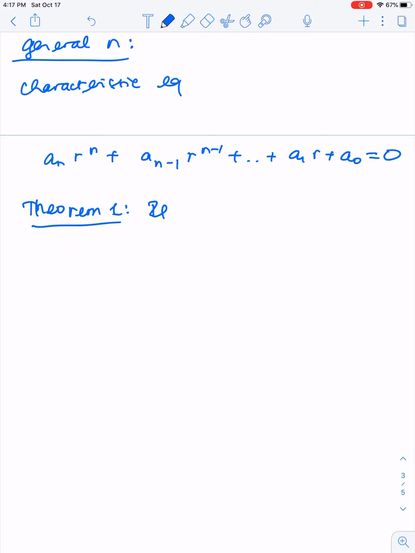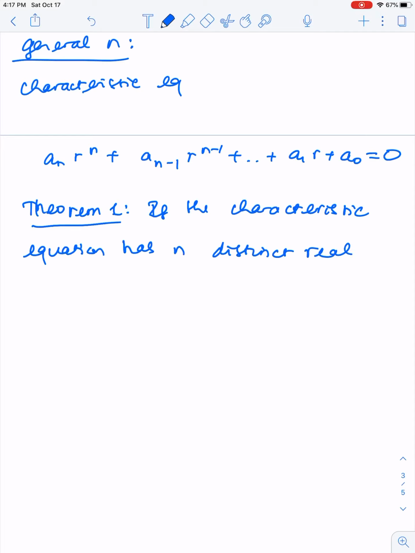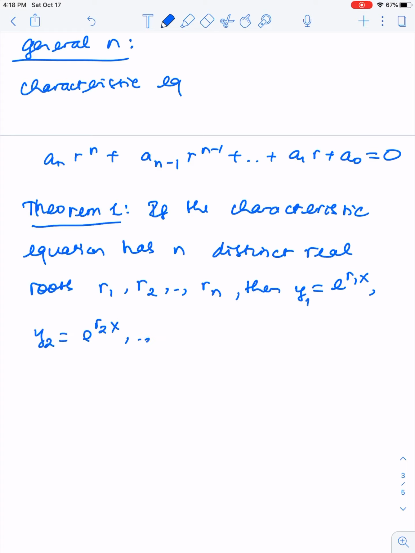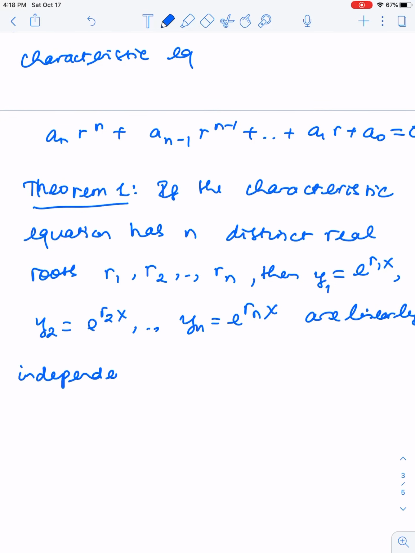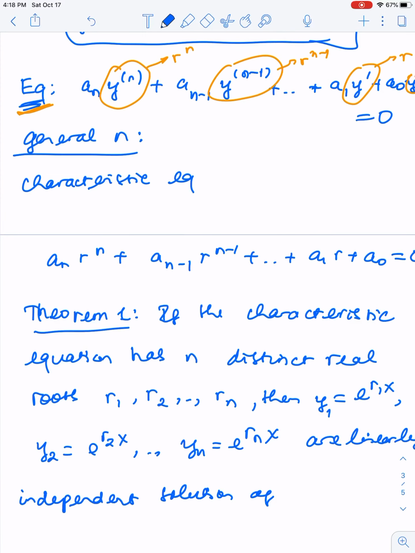If the characteristic equation has n distinct real roots r1, r2, up to rn, then the functions y1 equals e to the r1 x, y2 equals e to the r2 x, and so on, yn equals e to the rn x, are linearly independent solutions of the equation we need to solve here, equation star.